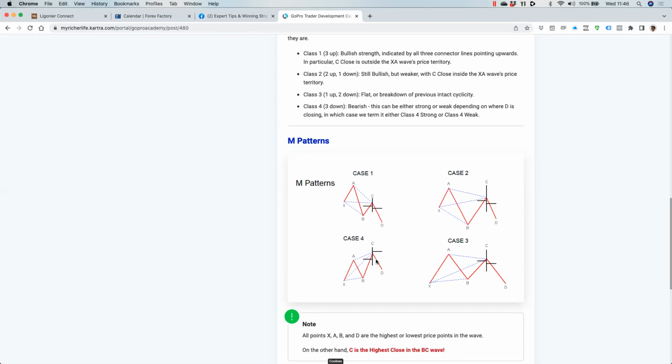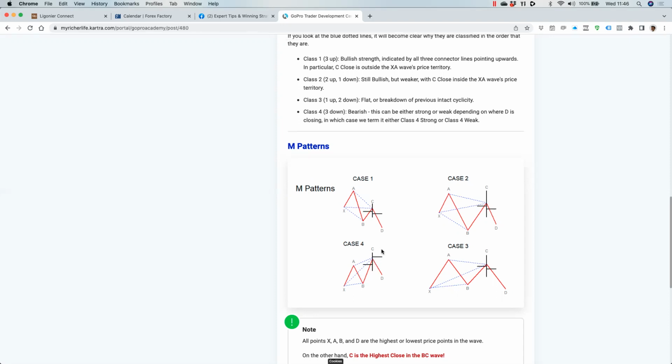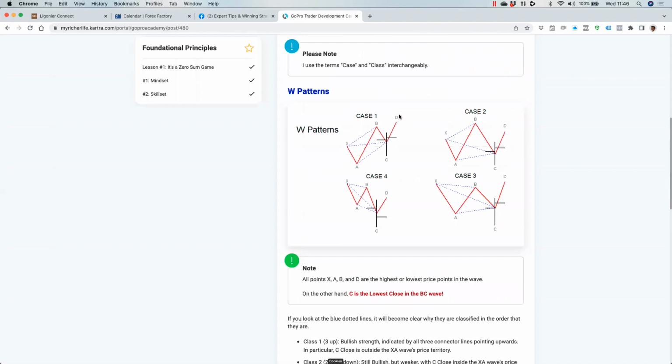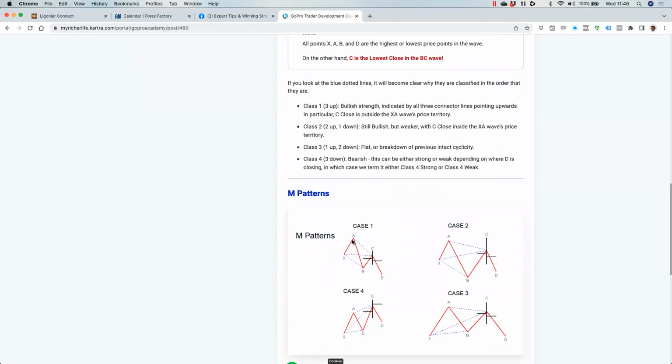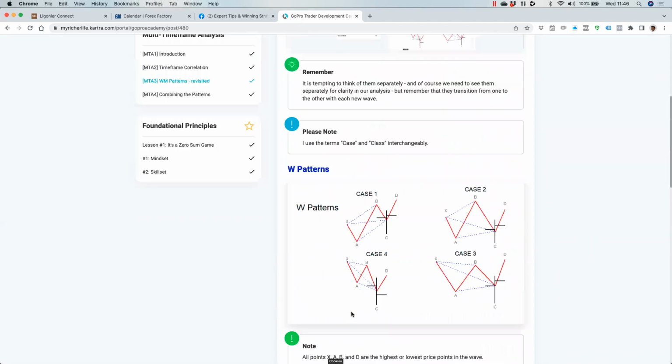If we get that, and we now get a new CD pattern starting, what do we have? It flips over and it becomes a class 1 W pattern. And you can see there's the lowest close. It was above X. That X, well, that A, sorry, let's go to class 4. That A becomes that X. And what about this one?